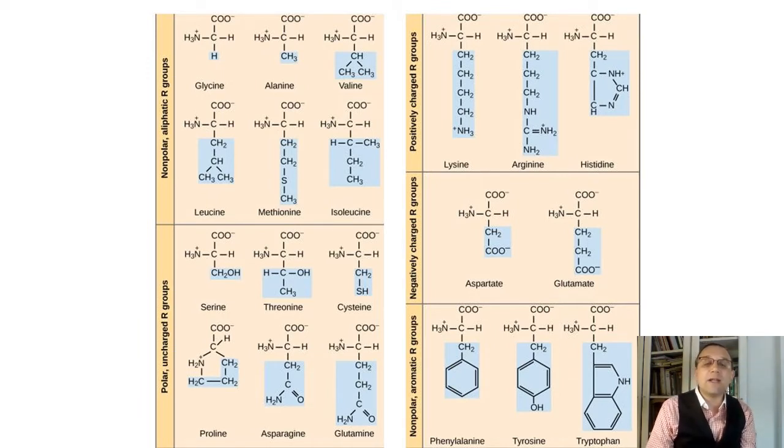So let me read the names and you will take a better look at the structure. Serine, threonine, cysteine, proline, asparagine, glutamine. You see, most of them have oxygen. And you remember what oxygen does, right? It pulls the electrons. So no wonder those R groups will have slight charges.